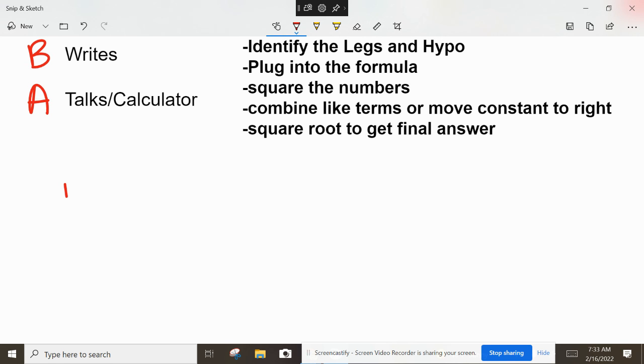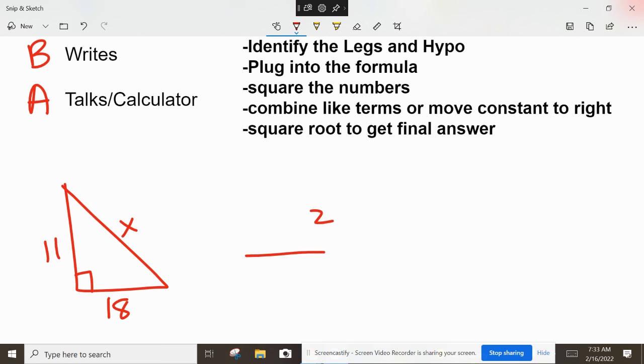All right, next triangle. I'll keep it pretty simple. Let's go 18 and 11 and x, and go ahead and set this up. Ooh, I've got it a little even fancier there with the squareds. All right, B, write that out. A, talk it out. You guys go.